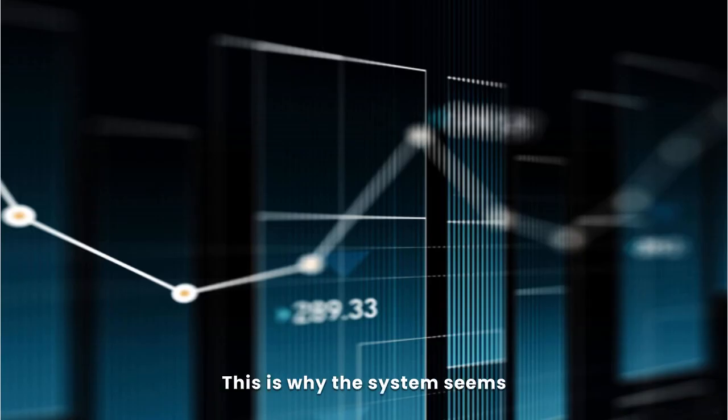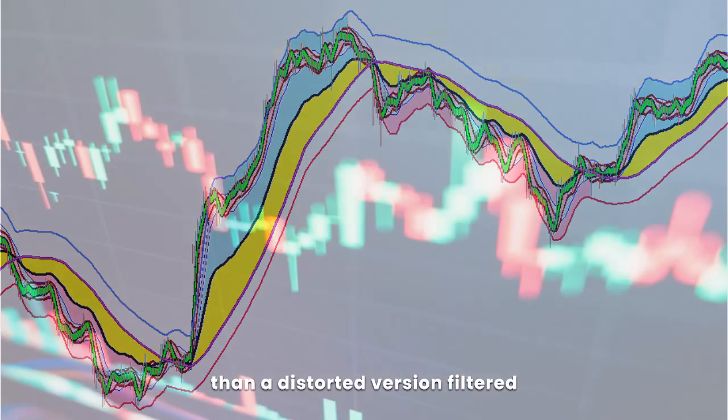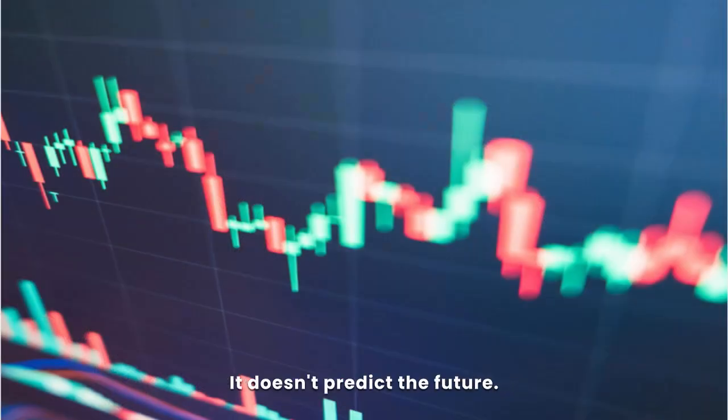This is why the system seems to see the market's true motion rather than a distorted version filtered through mismatched settings. It doesn't predict the future. It simply aligns with the frame in which the future is unfolding. Match your parameters to the physics of the time frame, and the market's randomness starts to disappear.